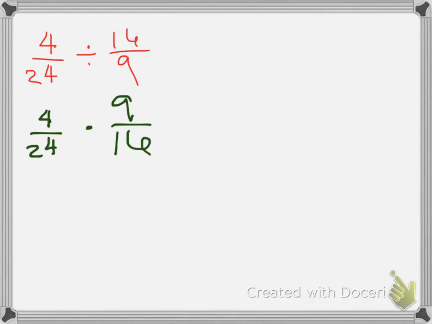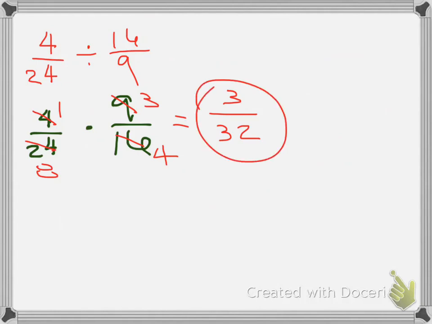All right, at this point, if you want to, I was showing you earlier how to do this, you can say 4 goes into 4 once, 4 goes into 16 4 times. We look at our 9 and our 24 and see that 3 goes into both of those. 3 goes into 9 3 times, 3 goes into 24 8 times. And now I can multiply and get 3 over 32. Okay? And at that point, we're done.